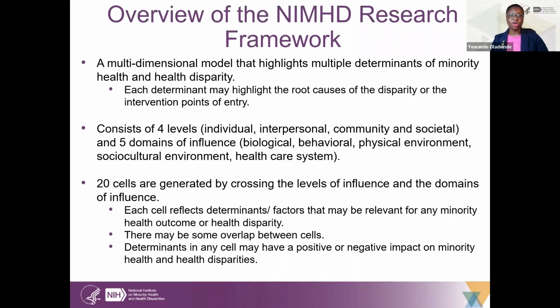The framework consists of 4 levels, and those 4 levels of influence are the individual, interpersonal, community, and societal levels, and the 5 domains of influence, and the 5 domains are the biological, behavioral, physical environment, sociocultural environment, and the healthcare system. It's important to note that when the different cells within the framework are crossed, it generates 20 cells, and that's by crossing the levels of influence and the domains of influence. Each cell reflects the determinants that may be relevant for any minority health outcome or health disparity.